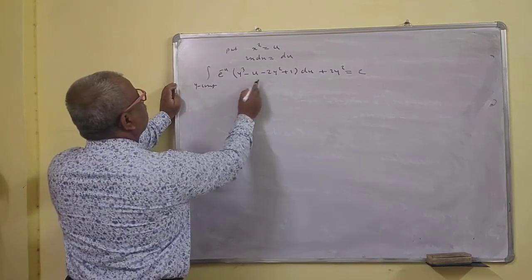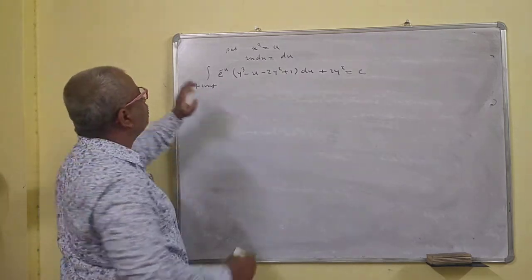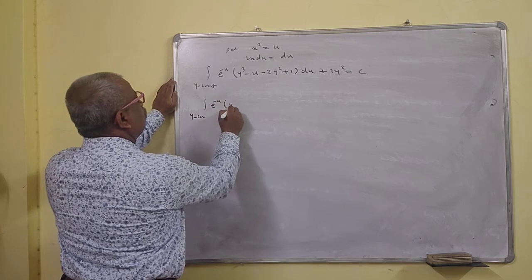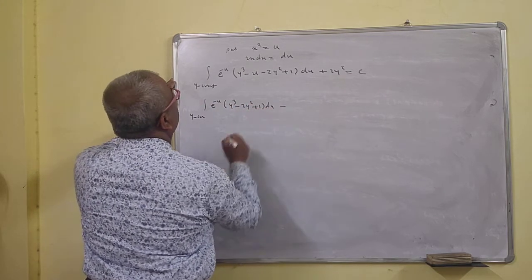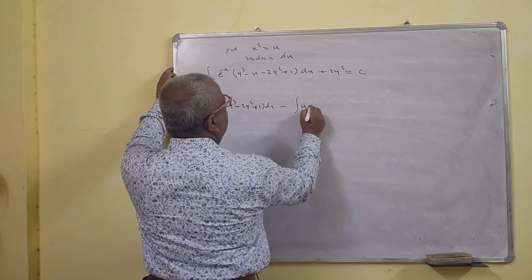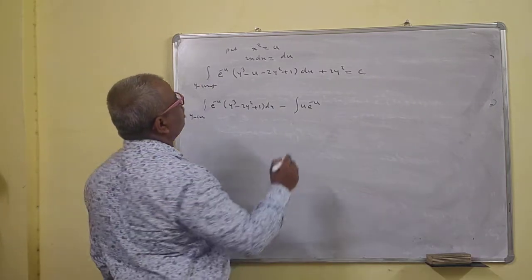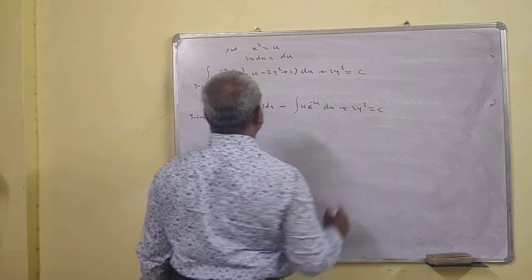Okay, so we will separate this only. Now we'll integrate this. We will separate the integration. So this is y constant e raised to minus u, y cube minus 2y square plus 1 du, minus, here no, because here there is no y, so we'll write just integrate as it is. This is du plus twice y square is equal to c.